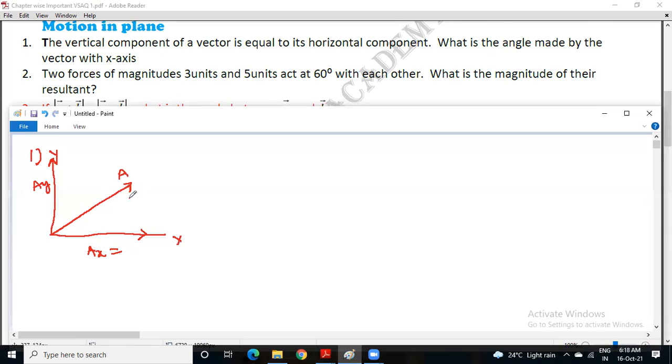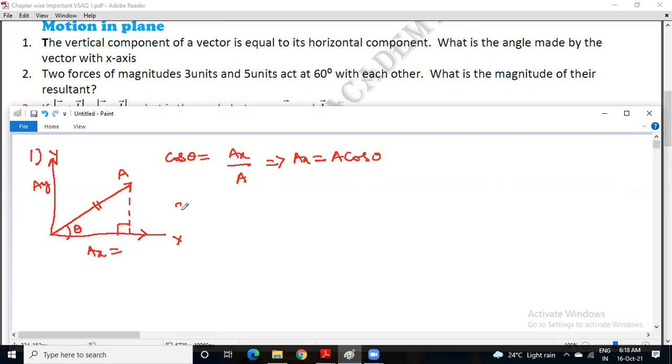Suppose you draw perpendiculars onto x-axis and y-axis, so you take theta here. Now what is cos theta? This process is also called the resolution of a vector. So cos theta equals adjacent. What is adjacent here? Ax. What is the hypotenuse? If you take this as 90 degrees, this will be the hypotenuse, so this is A. So Ax equals A cos theta.